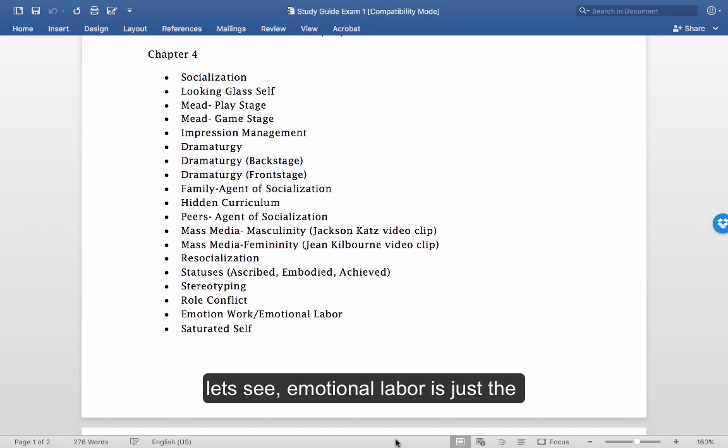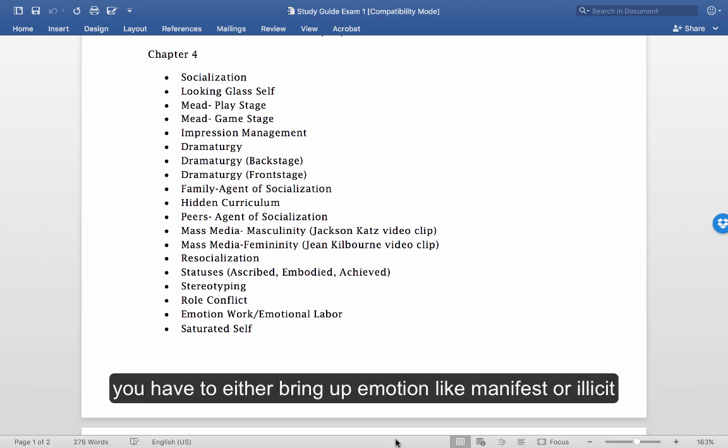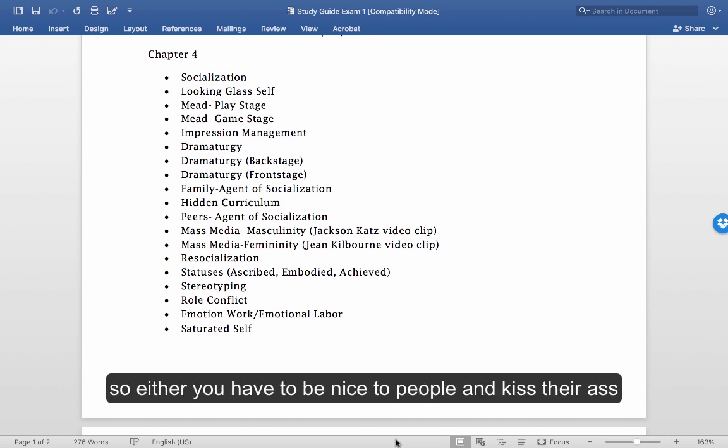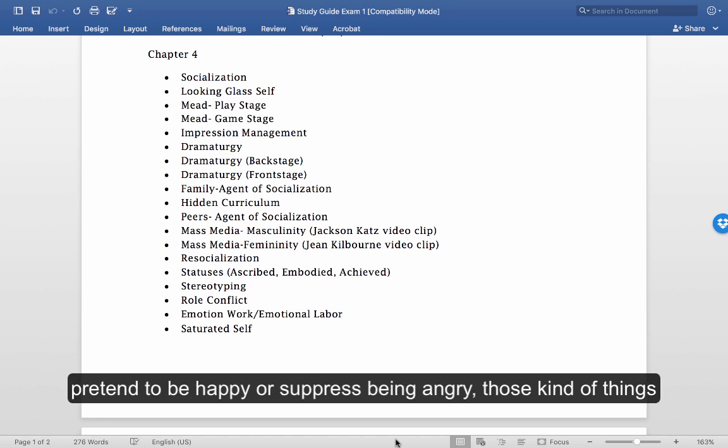Let's see. Emotional labor is just the idea that when you work, sometimes, especially in the retail world that we work in, you have to either bring up emotion, like manifest or elicit emotions. And sometimes you have to suppress or push down or limit emotions in order to do your job. So either you have to be nice to people and kiss their ass or smile when they're being mean to you and those kind of things. So either pretend to be happy or suppress being angry, right? Those kind of things.